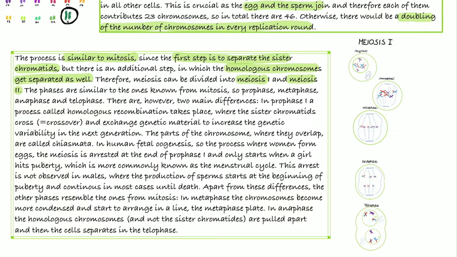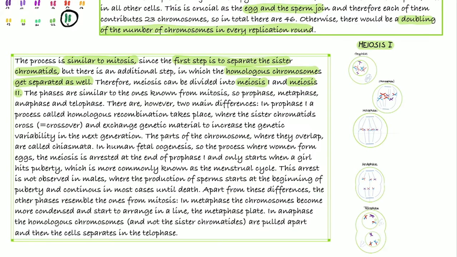The phases are called the same as in mitosis. So we've got prophase, metaphase, anaphase, and telophase. There are two main differences. In prophase 1, there's a process called homologous recombination, where the two sister chromatids cross and exchange genetic material. And this is important because that's what we want. We want genetic variation. The parts of the chromosomes where they overlap are called chiasmata.